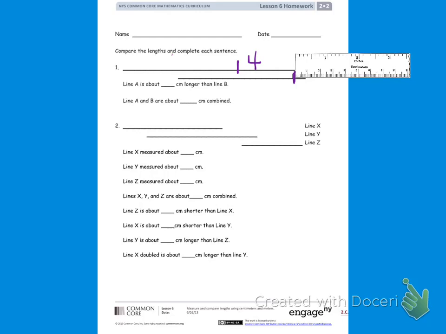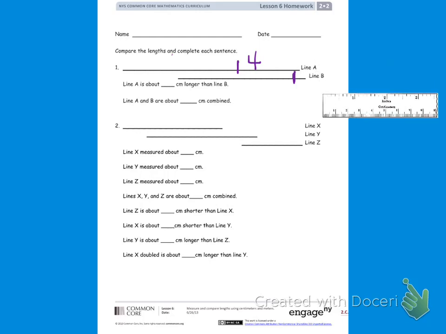and 9 plus 1 centimeter I know is 10 centimeters. Line A looks to be about 14 centimeters. Line B is about 10 centimeters. Using my estimation strategy or my prediction, I've come up with a number that's less than 14, and line B looks smaller than line A. I think my strategy was correct. So now we're going to move on.